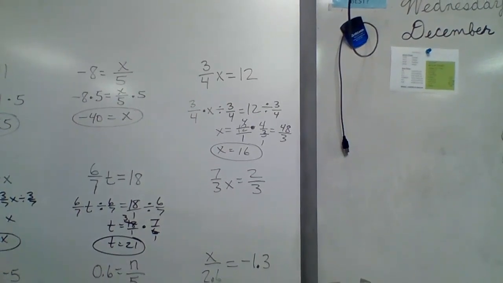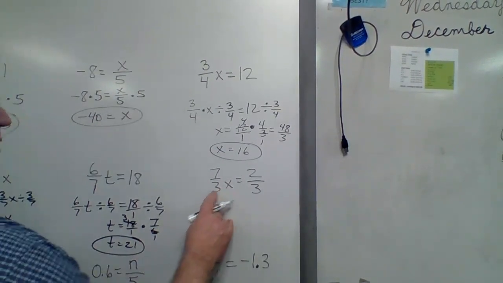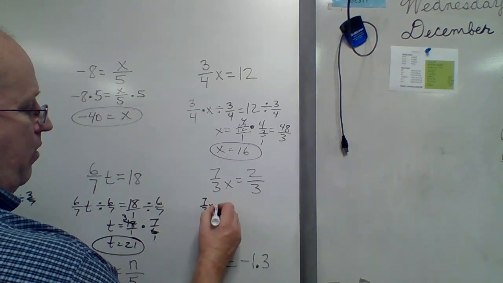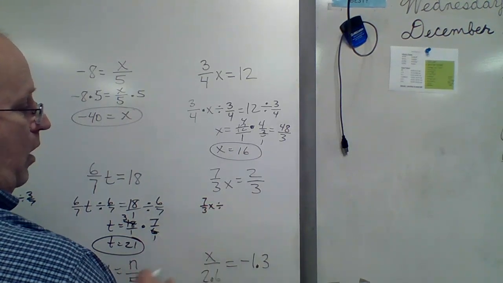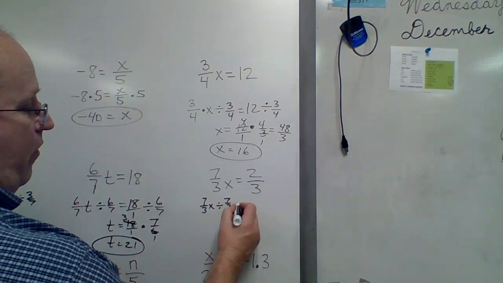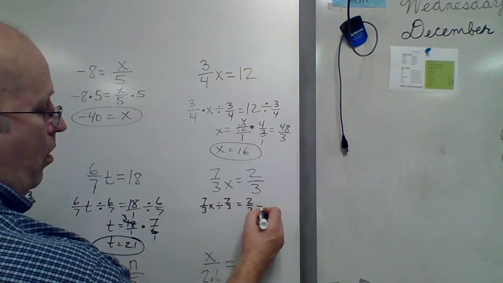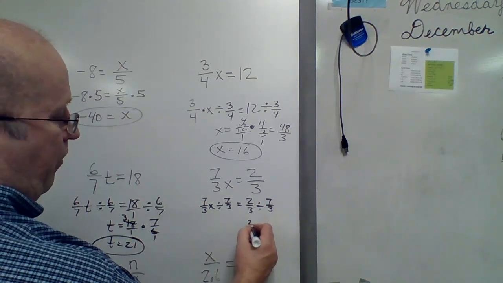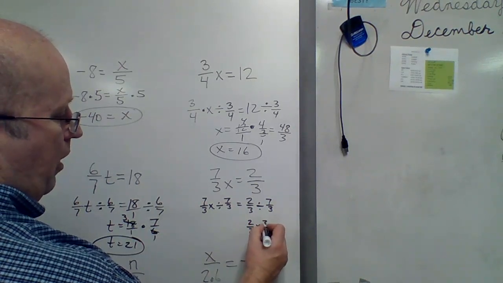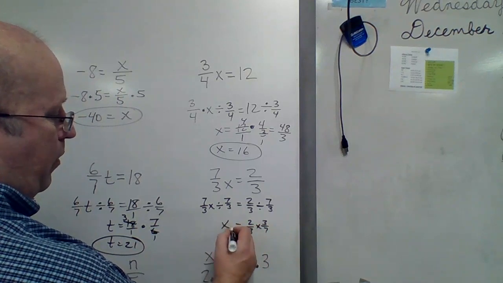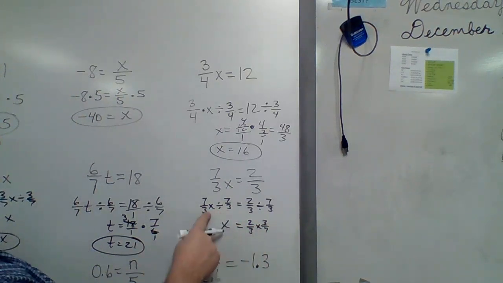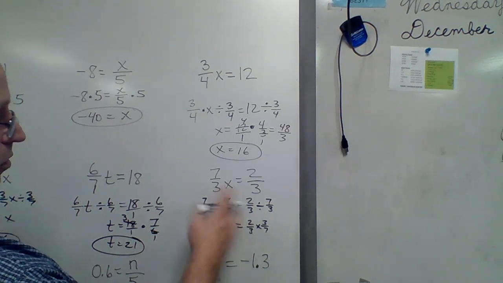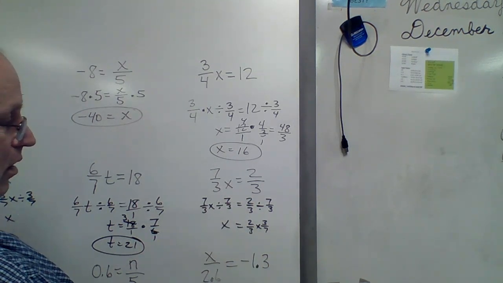Let's go to this next one. 7/3 times x equals 2/3. So how are we going to get x by itself? We're going to have to do the opposite of multiplying by 7/3, which is dividing by 7/3. What's our rule about dividing fractions? To divide a fraction, we multiply by the reciprocal of the second number. Right? Over here, the 7/3 cancel each other out because multiplying by 7/3 and dividing by 7/3 are canceling ideas.